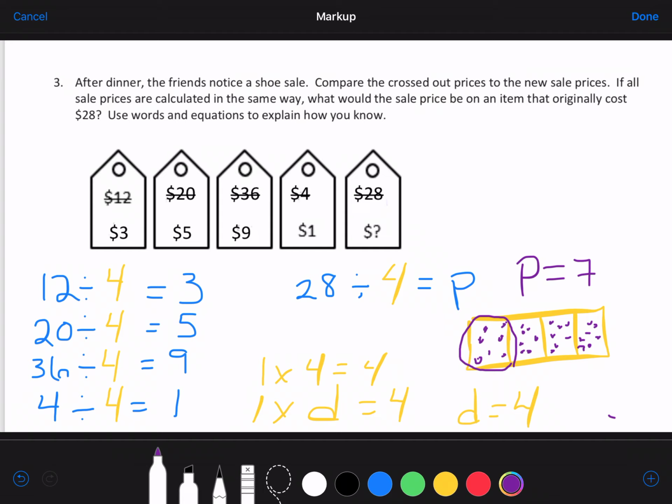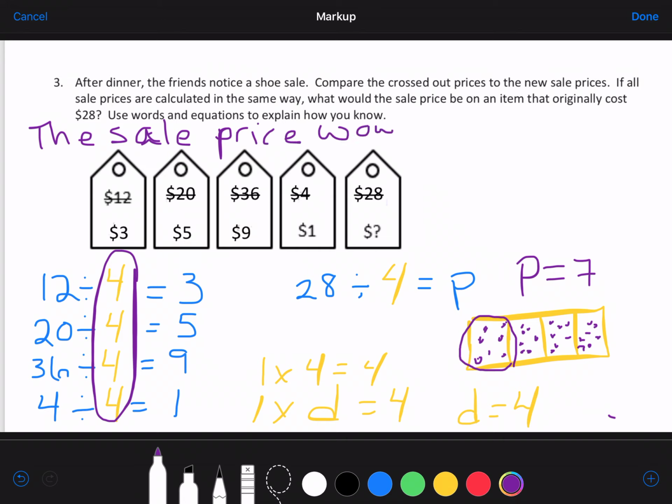And then we have a word problem. So we need a word answer, right? So let's go ahead and reread. It says, if all the sale prices are calculated the same way, that's why we had to divide by 4 for all of them, what would the sale price be on an item that originally cost $28? Perfect. The sale price would be $7, right?